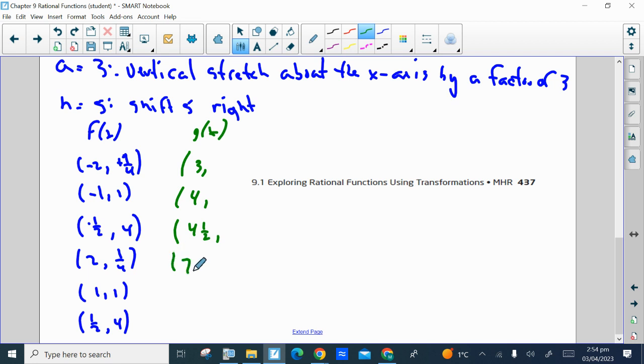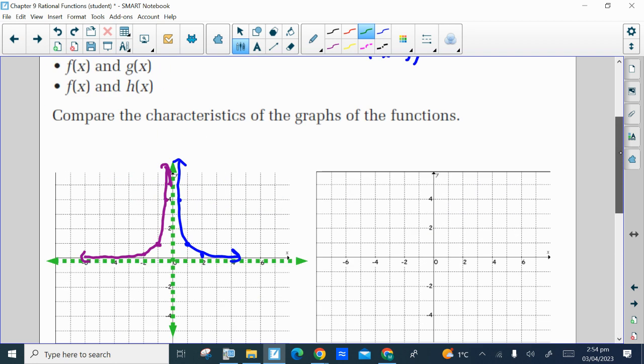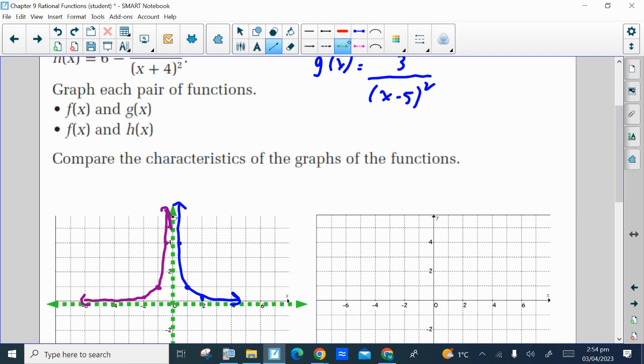Adding 5 to all the x values, and then multiplying all the y values by 3. I'm going to get my actual points so that I can graph them. So multiplying all the y values by 3, I've got the point 3 comma 3/4, and I guess I can put my asymptotes on here as well.